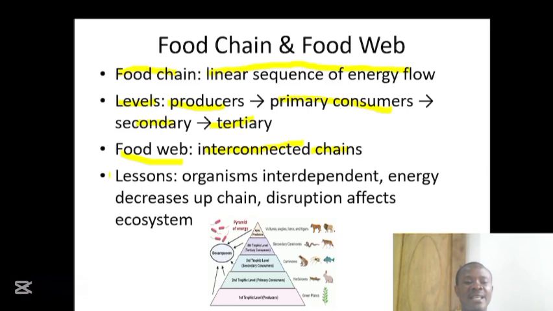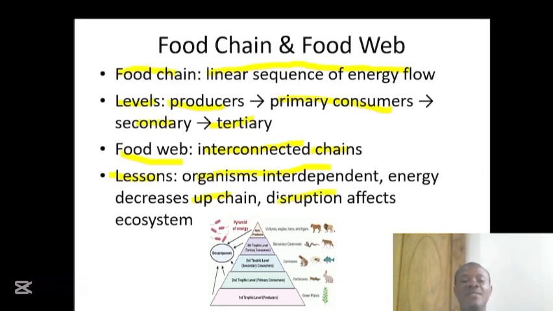Now let's talk about the lessons that are being learned from this food chain or food web. We know from the food web or food chain that organisms are interdependent. That is what we learned: you are feeding on another organism and you are being fed on by many organisms. Also, we learned that the energy decreases as we move up the food chain. Just like I told you, whenever an organism consumes another organism, only 10% of energy is being transferred.